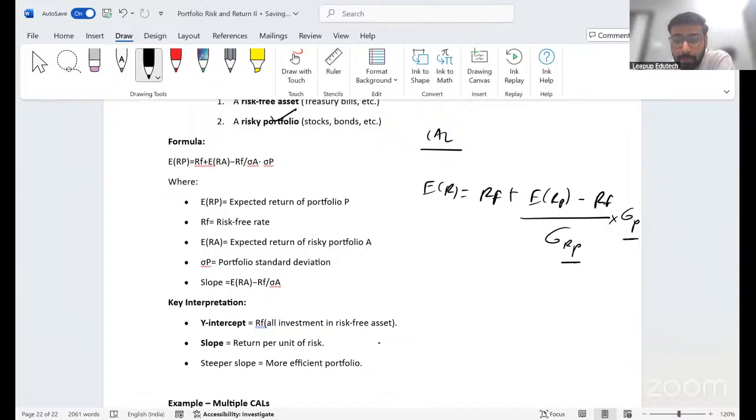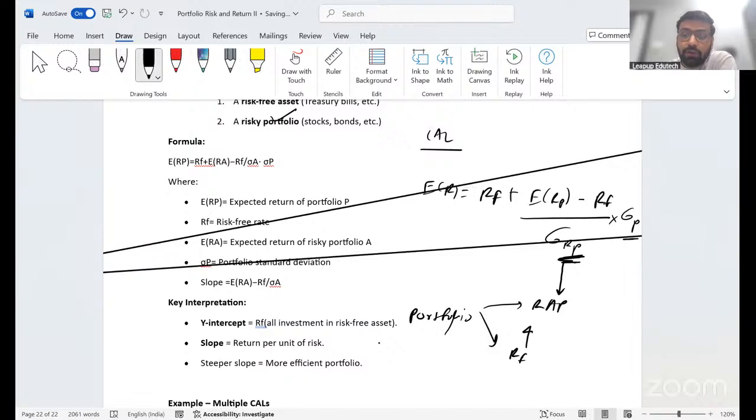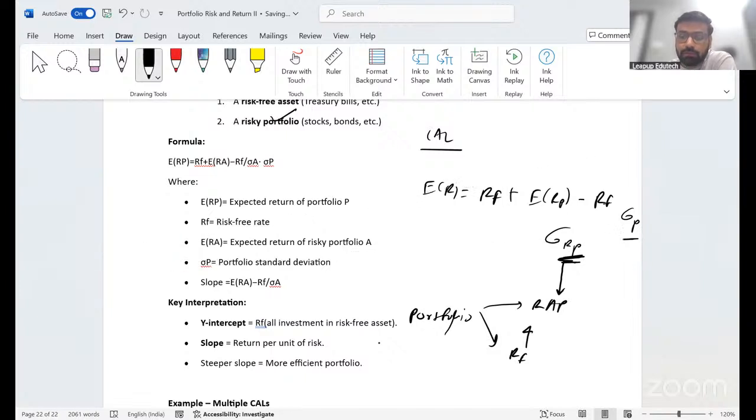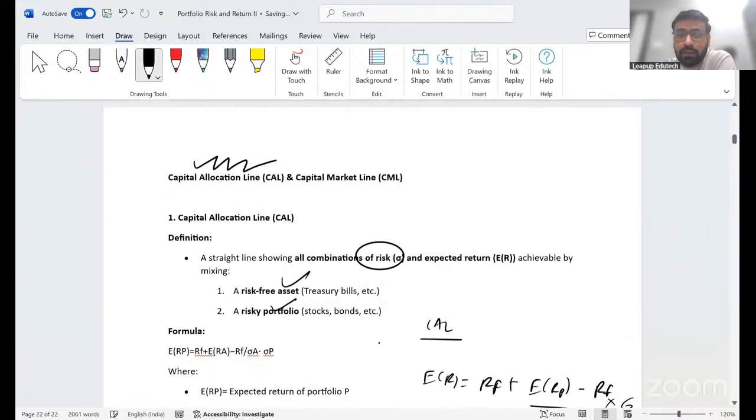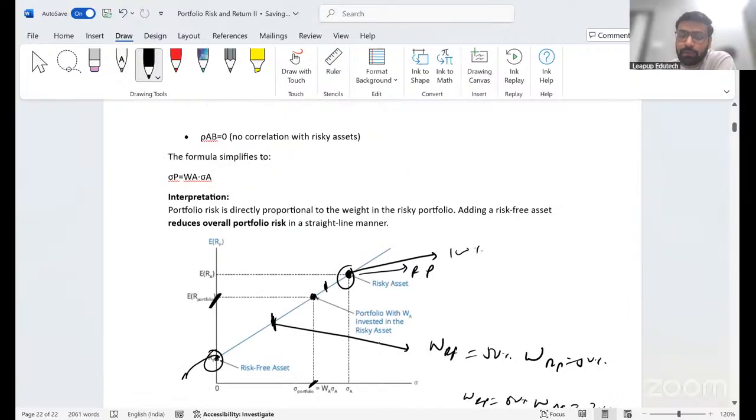My portfolio consists of two things: a risky asset portfolio and a risk-free asset. So here I am using the standard deviation of the risky asset portfolio multiplied by the standard deviation of the entire portfolio, the one that we just found out. How did we find that out? The calculation that we just did, which gave us the standard deviation of the portfolio.